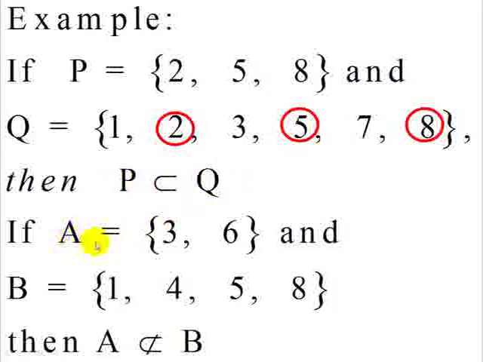Now, with the set A equals 3, 6 and the set B equals 1, 4, 5, and 8, we can see that the elements of the set A cannot be found in the set B. So we say that A is not a subset of B. And that is the symbol we use to denote it's not a subset.